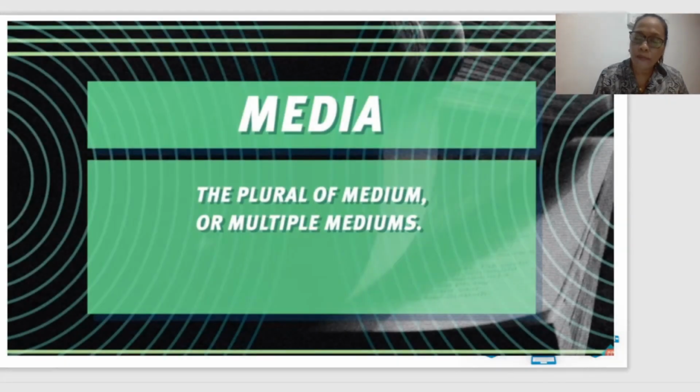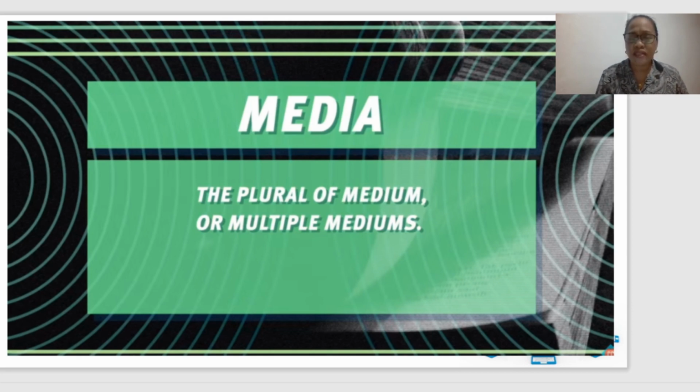Of course, by now, I presume that you already have an idea of what media is. Media is the plural of medium. So, media is plural, medium is singular. Media is the multiple medium. Examples of media: the different newspapers, the different TV stations, radio stations, different accounts of Facebook, different accounts of Messenger, emails, books, magazines, and many others.